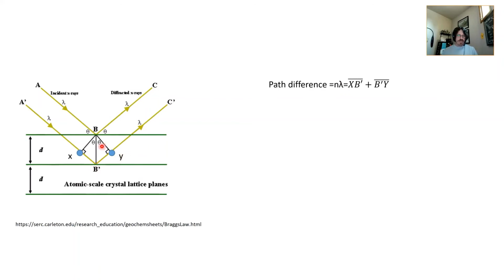And you can then use this kind of right triangle geometry. First, you have to realize that XB prime is equal to B prime Y. Now you can use right triangle trigonometry and realize that sine theta equals XB prime over d, because this length is given to us by our d spacing, d, the interatomic distance there. And so we can rearrange this equation and say XB prime equals d sine theta. So we're starting to see some similarities now with Bragg's law.